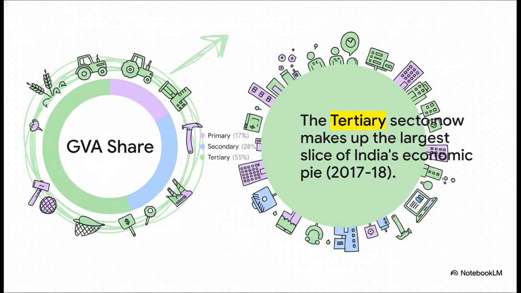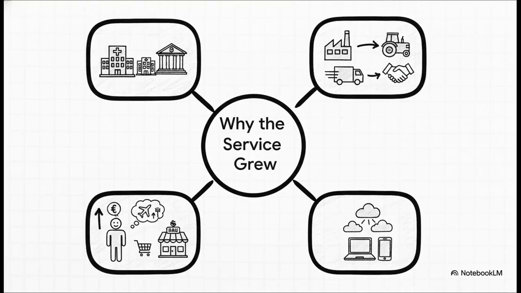This chart makes it even clearer. It shows the share of each sector, like slices of a pie. You can see that the service sector is the biggest slice. It makes up more than half of our entire economy. This is a huge change from 40 years ago, when the agriculture sector was the biggest slice. So the big question is, why has India's service sector grown so much?